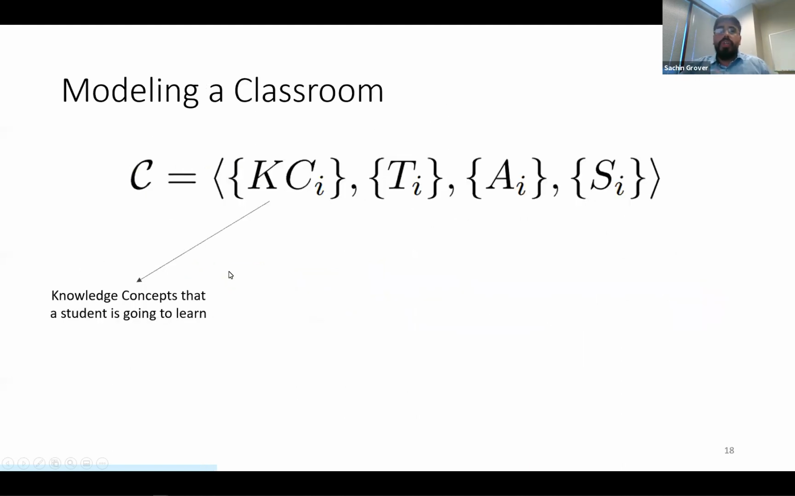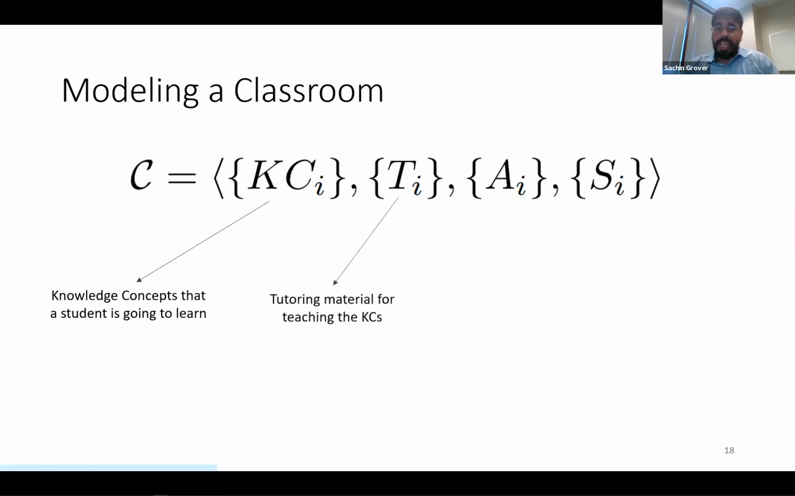Now, taking this over to a classroom setting, first I'll define what a classroom is. A classroom usually consists of some knowledge concepts that have to be taught to the student. These knowledge concepts can come from any of the courses, and they can be defined through any of the material.